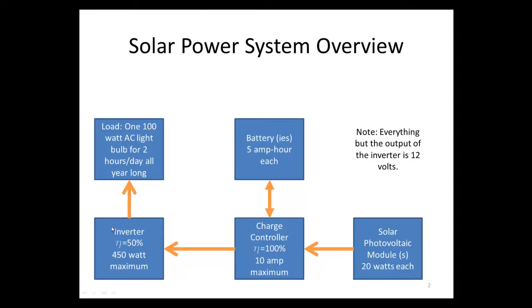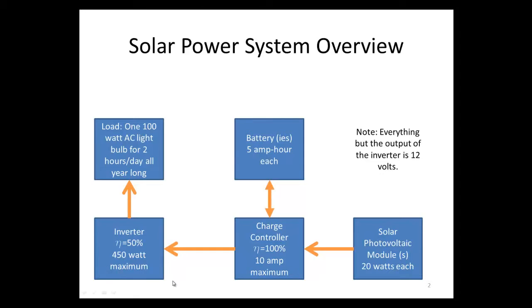Then we have an inverter. What an inverter does is it takes DC electricity and converts it to AC electricity, and it loses some electricity along the way. So we're going to assume that our efficiency is 50%. Efficiency a lot of times is labeled with the Greek letter eta, so whenever you see eta, think efficiency. And our inverter has a maximum power rating of 450 watts, so we'll have to take that into account.